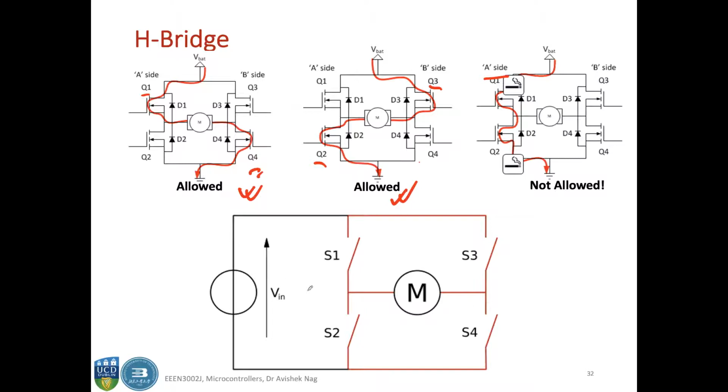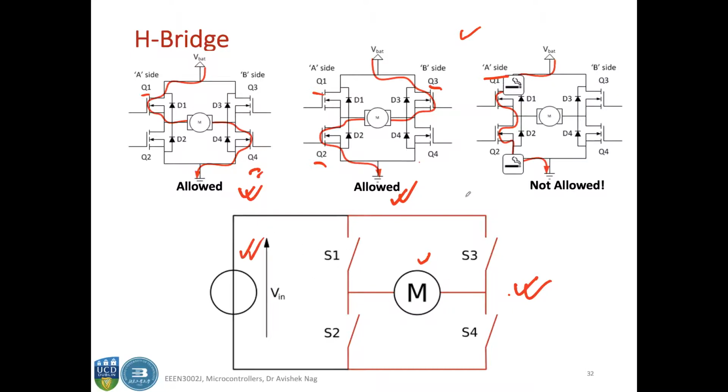Okay, so here in a schematic form you have the H-Bridge circuit denoted like this. So you have the motor here, and you have 4 switches which are implemented by these transistors: S1, S2, S3 and S4. And then you have the supply voltage here.